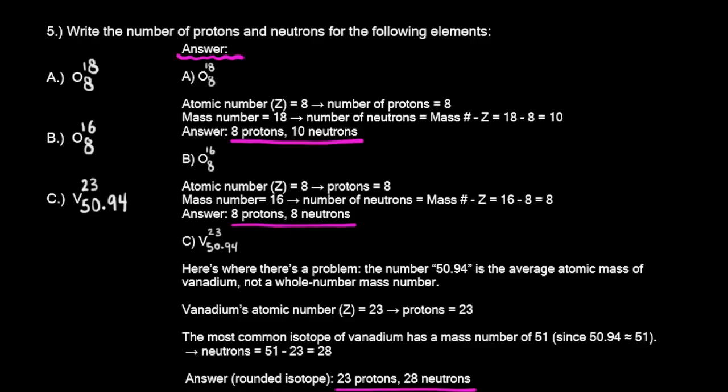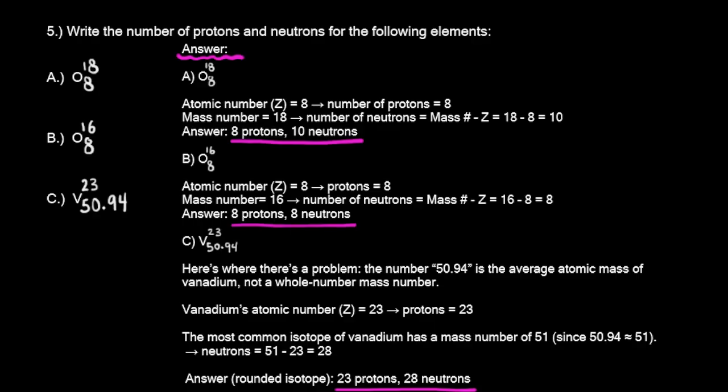So option C is a little different. The value of 50.94, is that the mass number or the average atomic mass? What does this number represent? What do you think? Is it the mass number or is it the average atomic mass? Since 50.94 is a decimal value, it is not the mass number. 50.94 represents the average atomic mass.